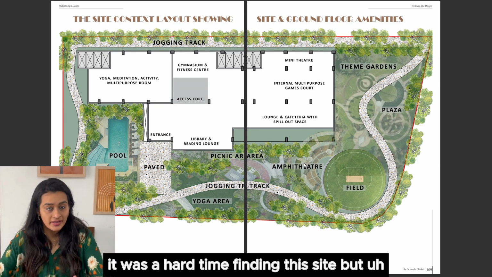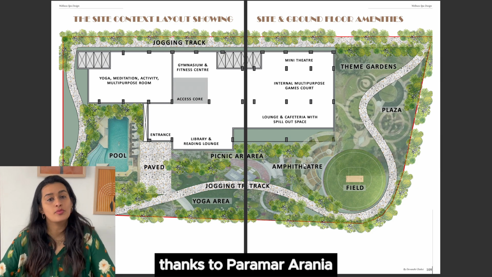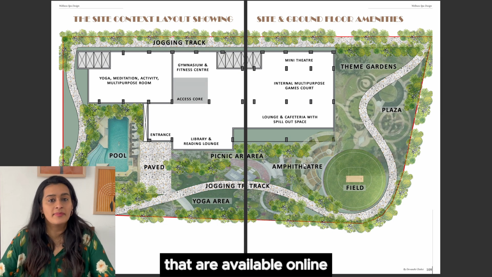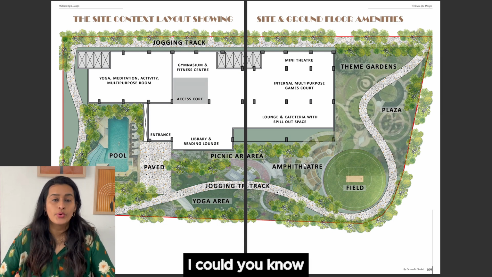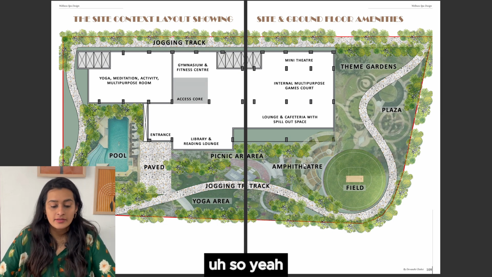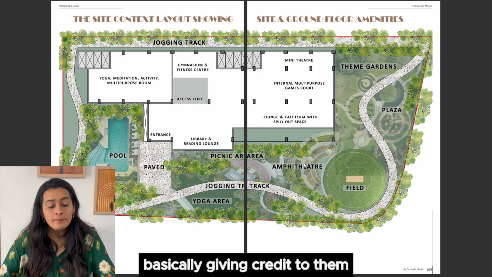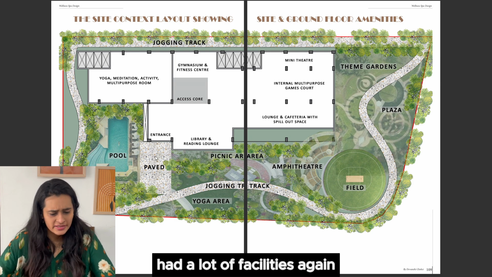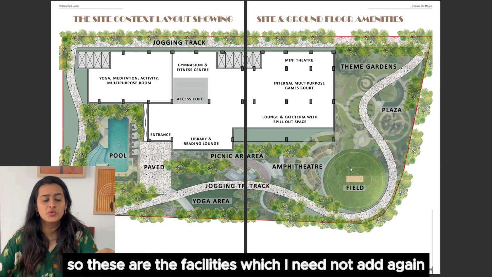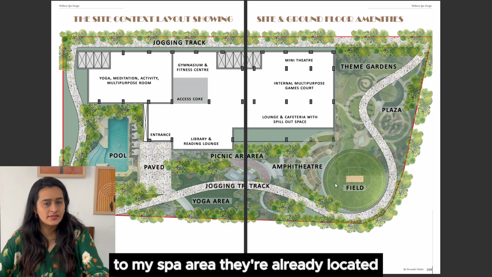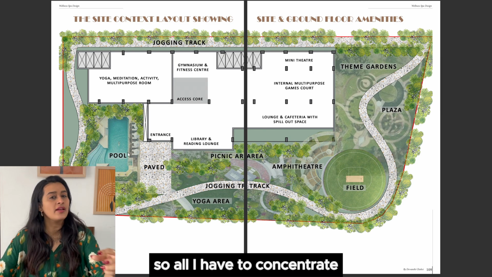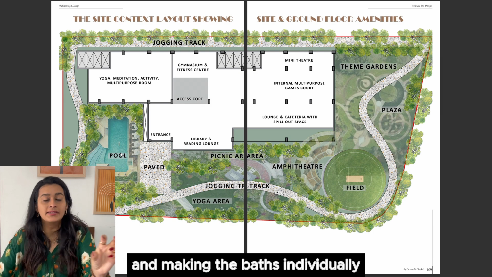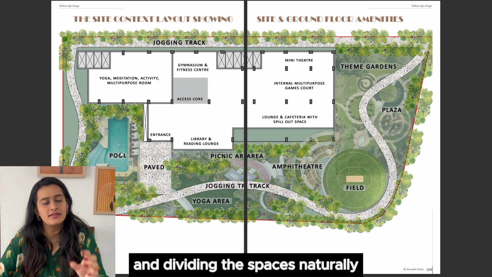It was a hard time finding this site, but thanks to Piramal Aranya and their catalog and brochures that are available online, I could go through with these theses. So yeah, basically giving credit to them. Next, we add a lot of facilities again. So these are the facilities which I need not add again to my spa area. They are already located. So all I have to concentrate on now is making the treatment areas and making the baths individually and dividing the spaces naturally.